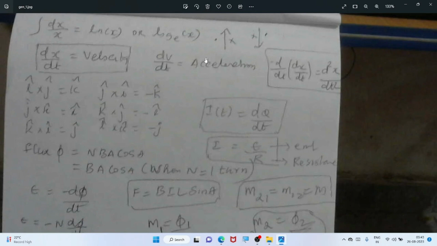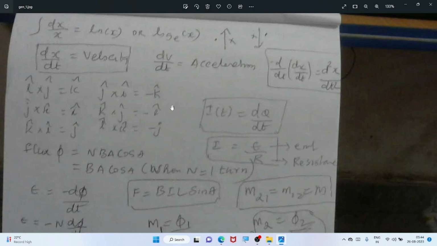Similarly, change in velocity over time is acceleration, dv by dt. This acceleration can also be expressed in terms of the distance like this: d square x by dt square. When you do the cross product of i cross j, the resultant will be k, but j cross i equals minus k. And j cross k is i, k cross j is minus i, k cross i is j, i cross k is minus j.